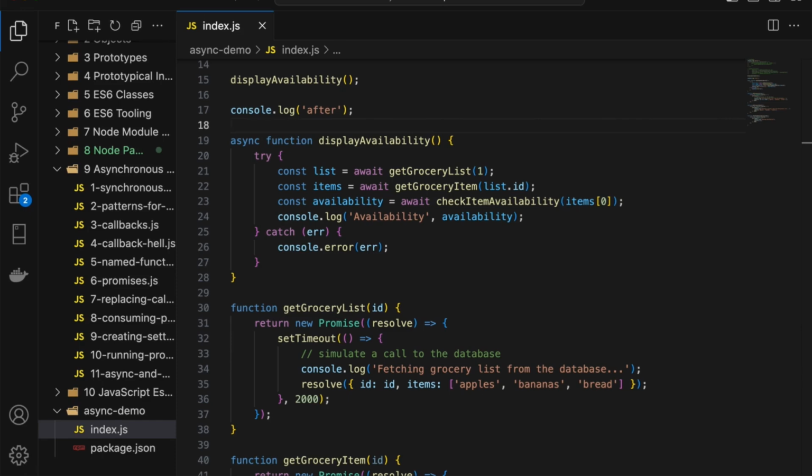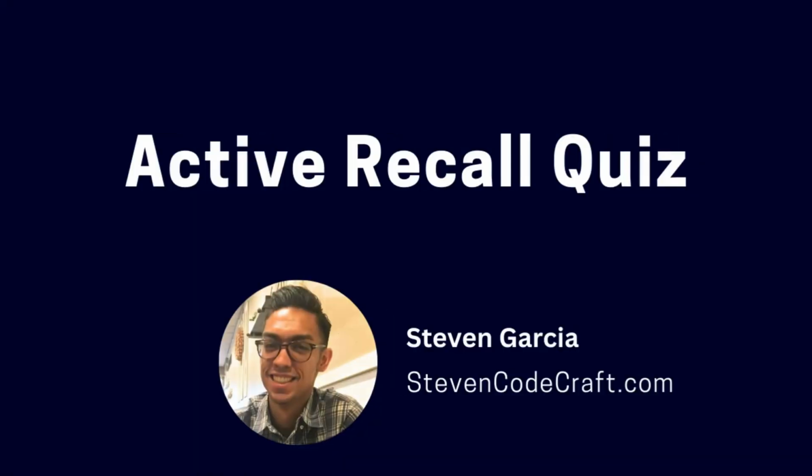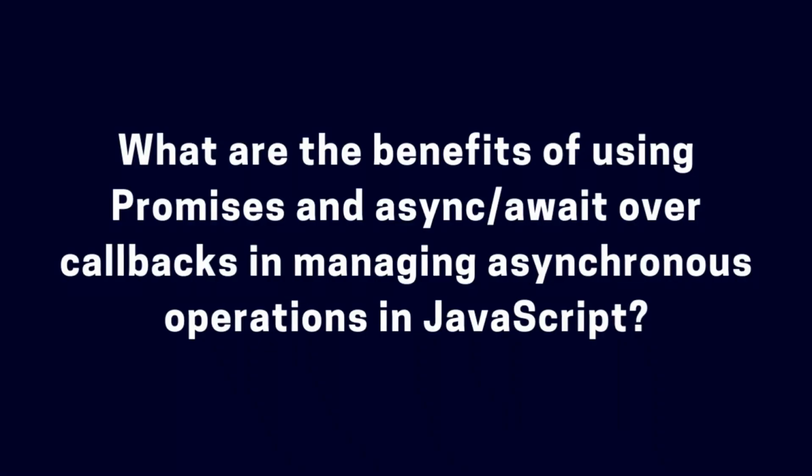So in summary, callbacks can lead to nested structures that are difficult to manage. Promises and async await provide cleaner, more readable ways to handle asynchronous code. What are the benefits of using promises and async await over callbacks in managing asynchronous operations in JavaScript?